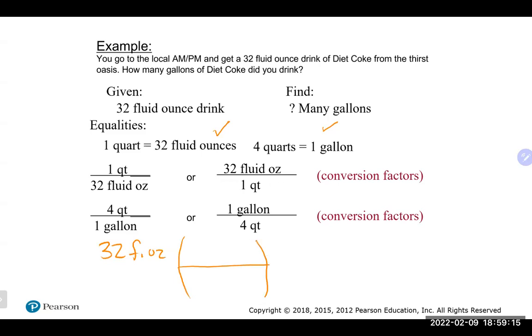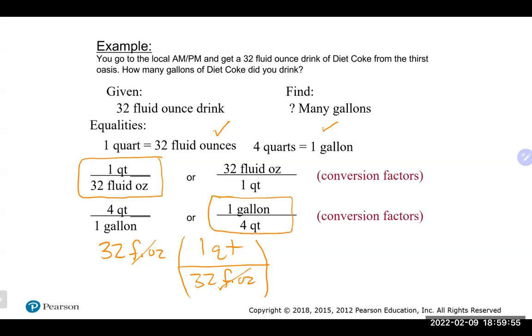I clearly want to get rid of my fluid ounces, which is on top. So I would go to my conversion factor, and I should use the one on the left here to do that. Again, the fluid ounces are opposite. So up on top would go 1 quart, and we would do 32 fluid ounces on the bottom. If we stop the calculation right at this point, fluid ounces would cancel, and we would be left in quarts.